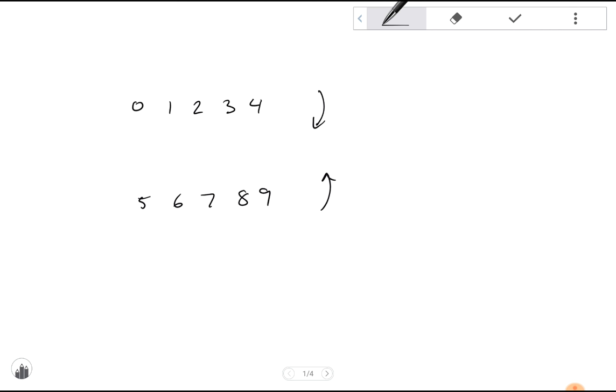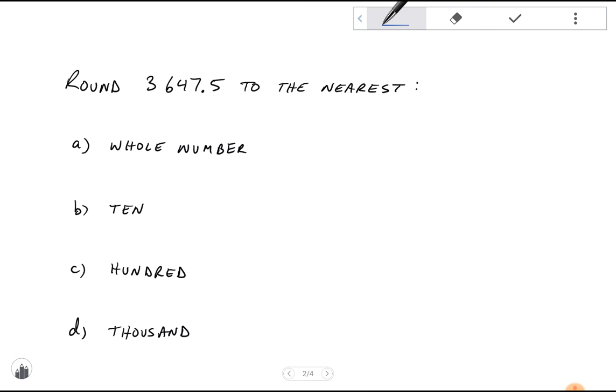Okay, so we can do this by number, or we can state decimal places, or we can state significant figures. Let's just look at a few examples, because that will probably be the simplest way.